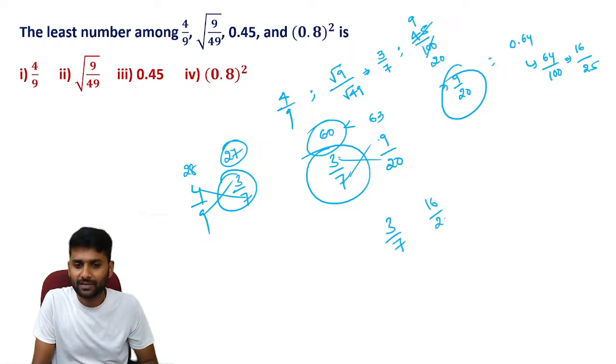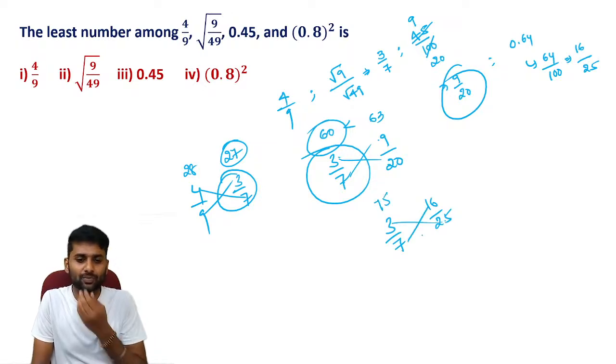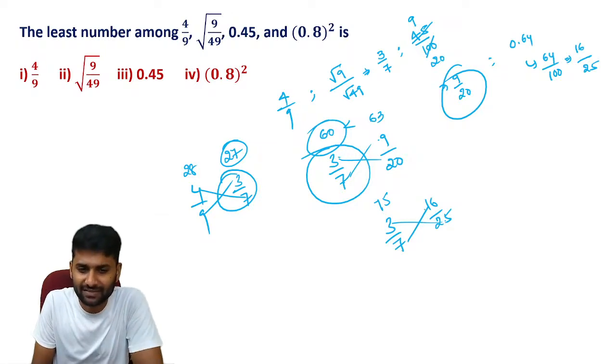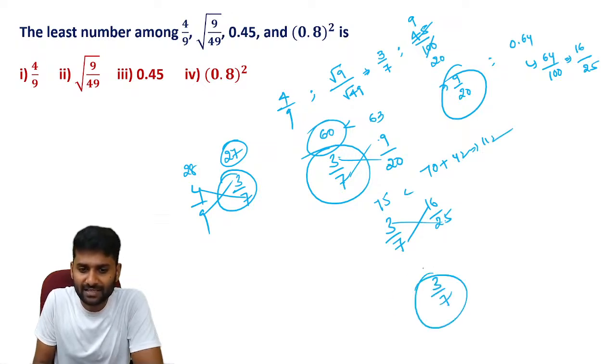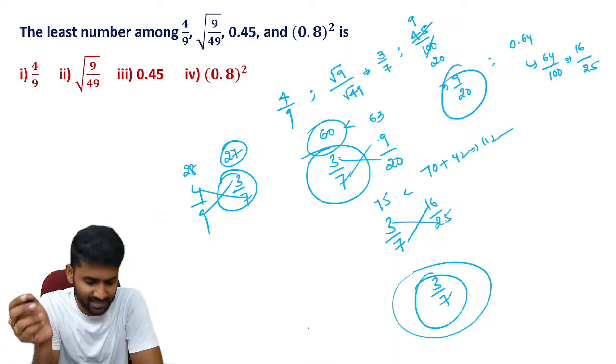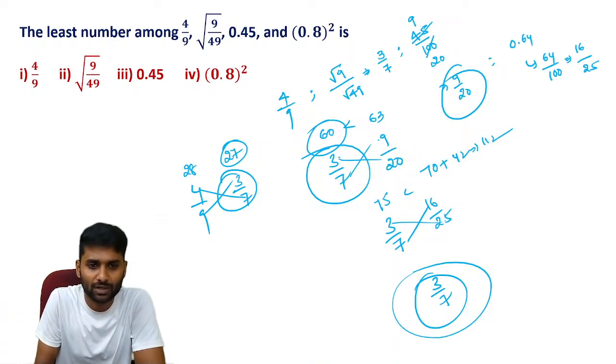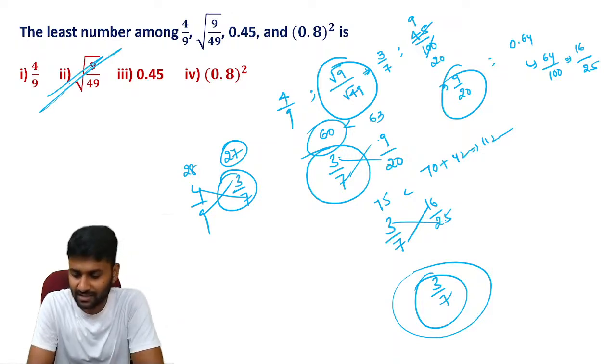Now finally compare with 16 by 25. Again, 25 into 3 is 75, and 7 multiplied with 16: 7 tens are 70, 7 sixes are 42, so it becomes 112. Still it is less, which means 3 by 7 is the least among the remaining fractions. So 3 by 7, which is exactly equal to root over 9 by root over 49, is the answer. So 2 is the correct answer.